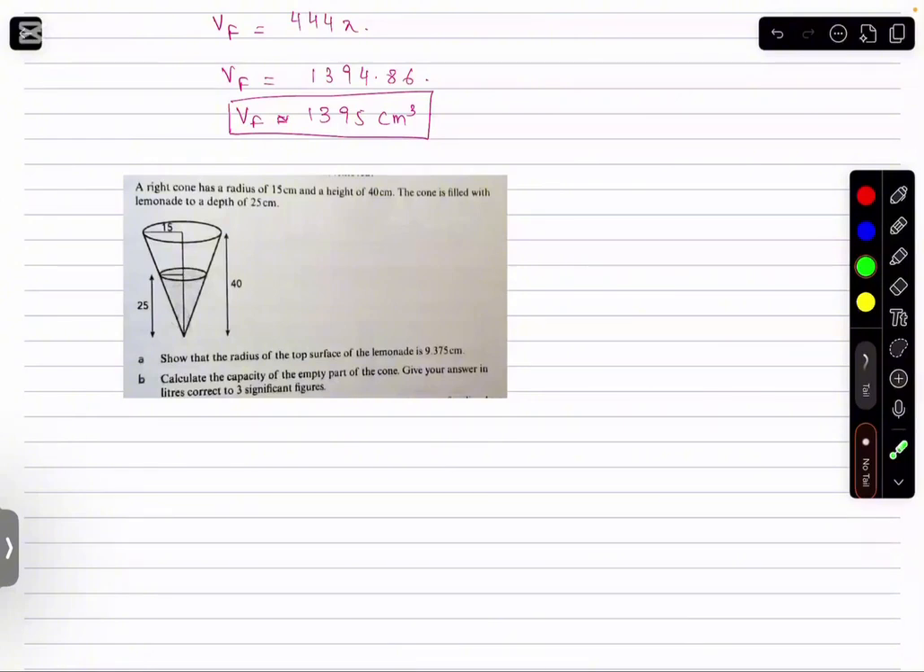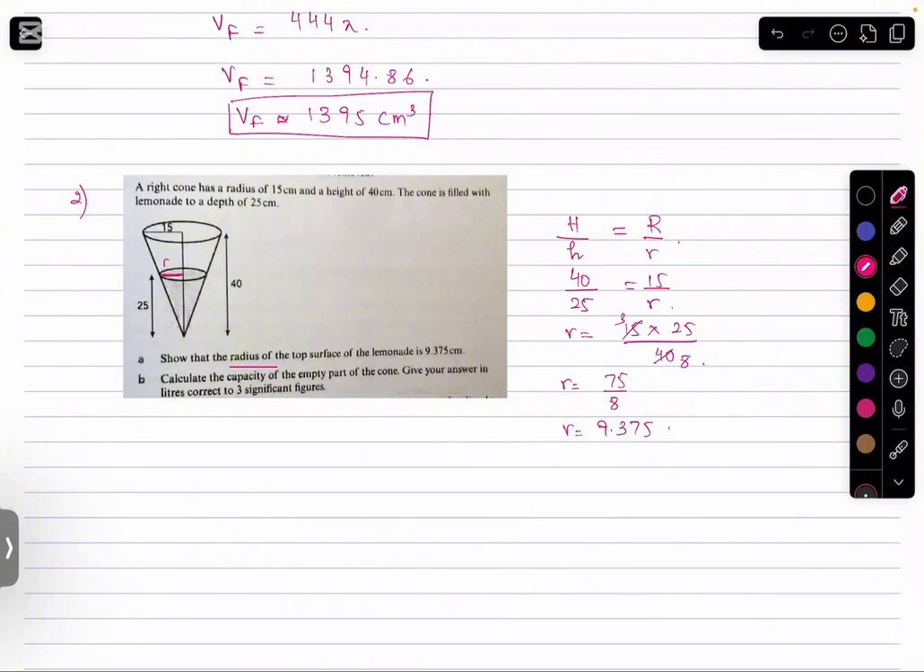Show that the radius of the top surface of the lemonade is 9.375. So how to get that? If I have to find the radius of the top surface of the lemonade, this is my lemonade, and this is the radius of the top surface. Simply solve it by ratio, comparing the heights: the total height to the small height of the cone, the bigger radius to the small radius. It's 40 over 25 equals 15 over the radius, so the radius is 15 times 25 divided by 40, which is 75 by 8, which is 9.375 centimeters. So this is your first part.